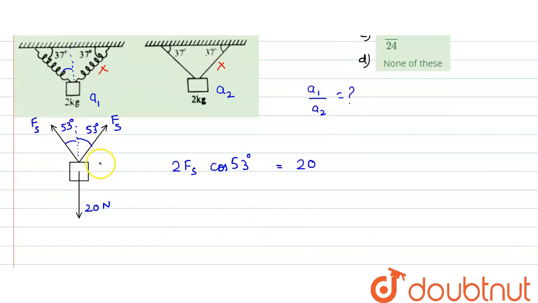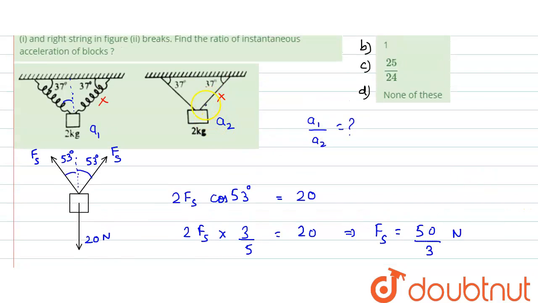The horizontal components, the sine theta components, cancel from here and from here. So 2 into Fs, and the value of cos 53 is 3 divided by 5, equals 20. So we can say that our spring force would be equal to 50 divided by 3 Newton. This is the spring force, and similar would be the case for the tension force in the equilibrium condition.